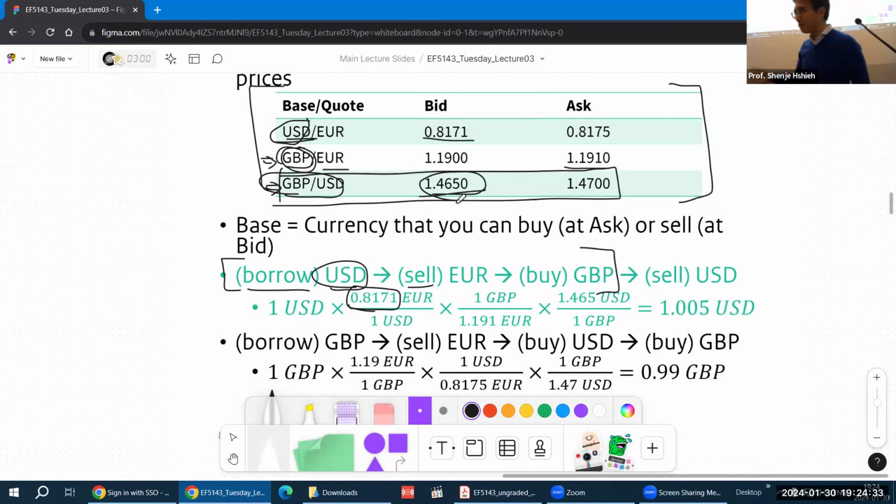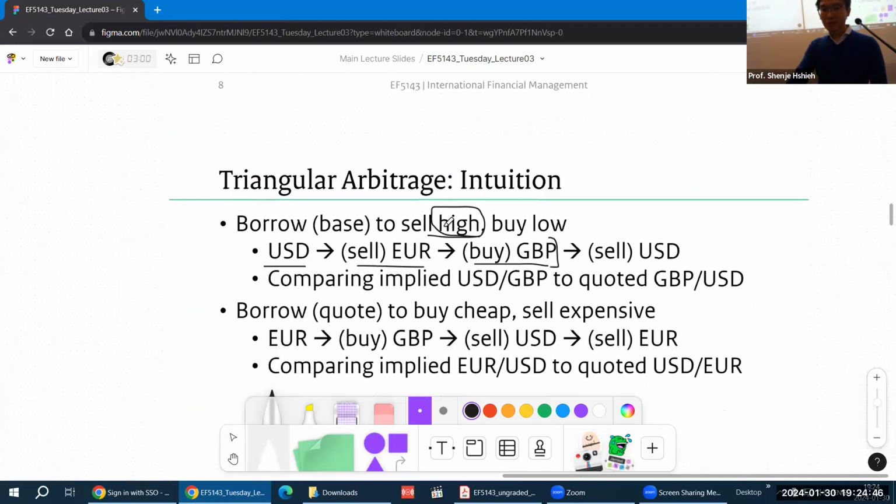If you get more than this quote by large amounts, then you could get something from nothing, right? Because this is the conversion rate back. If you get more than 1.465, then you can buy back more than what you started. So sell high, buy low, and again, we're comparing the implied quote, which is this sequence of trades, to the direct quote, right? This is on row 3 of the table.